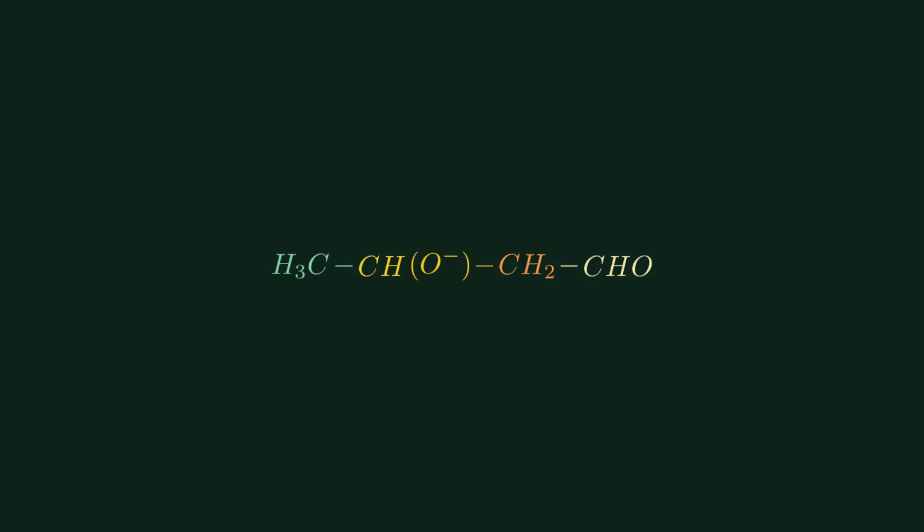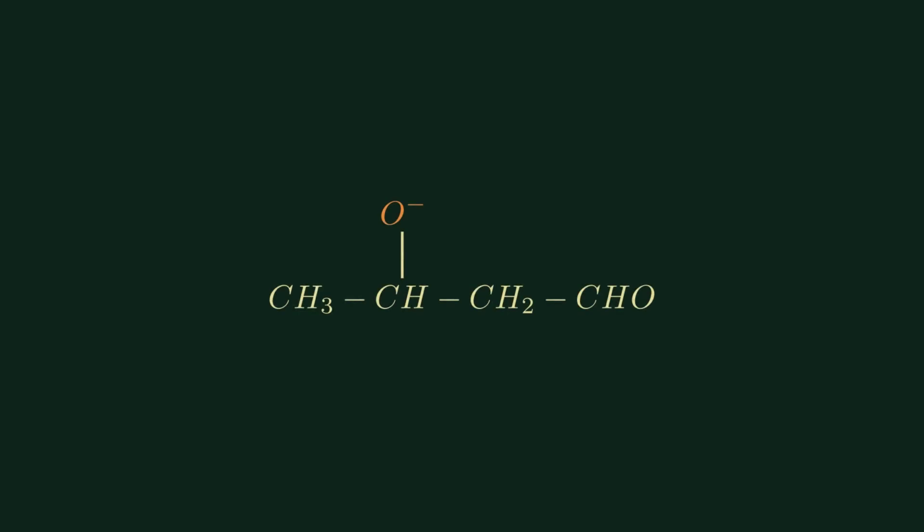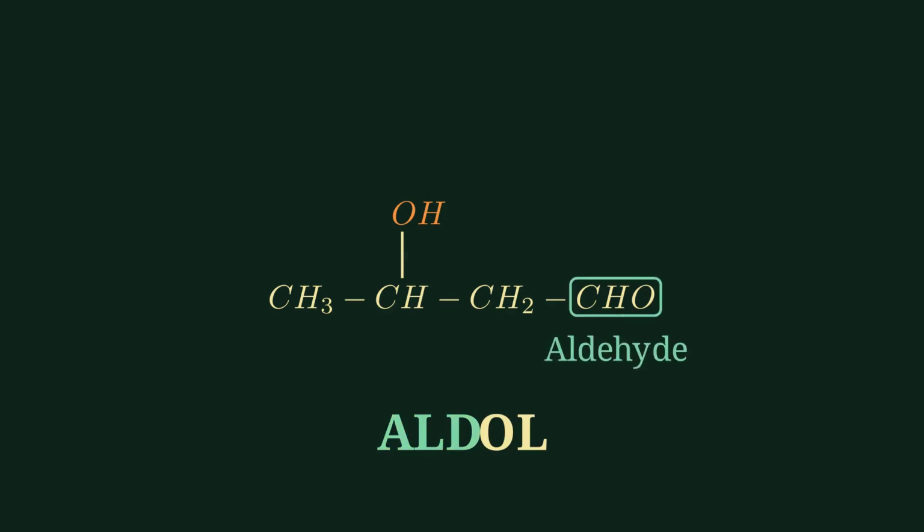We now have a single, larger molecule, but the oxygen on the second acetaldehyde is currently carrying a negative charge. It's an alkoxide. To steady itself, this oxygen reaches out and grabs a proton from a nearby water molecule. At this stage, we have what's called an aldol, a name born from the fact that the molecule contains both an aldehyde and an alcohol group.